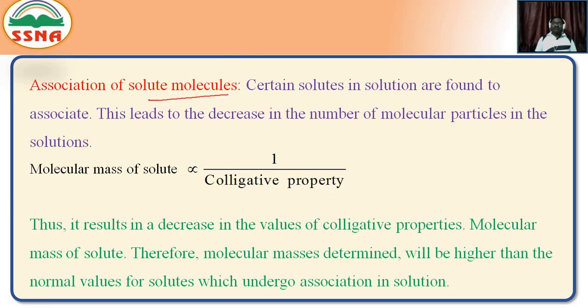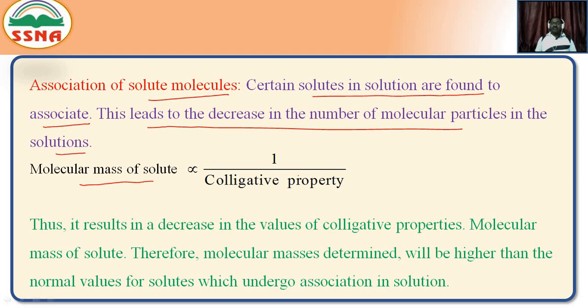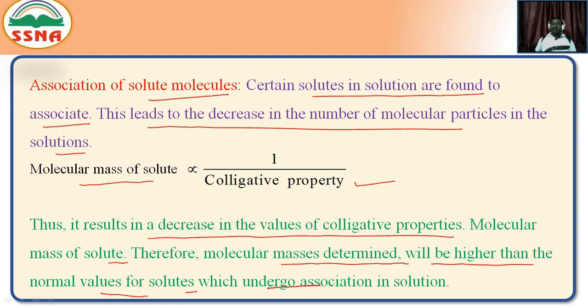Association of solute molecules. Certain solutes in solutions are found to associate. This leads to a decrease in the number of molecular particles in the solution. Molecular mass of the solute is inversely proportional to the colligative property. Thus, it results in a decrease in the values of colligative properties. Therefore, molecular masses determined will be higher than the normal values for solutes which undergo association in solutions.